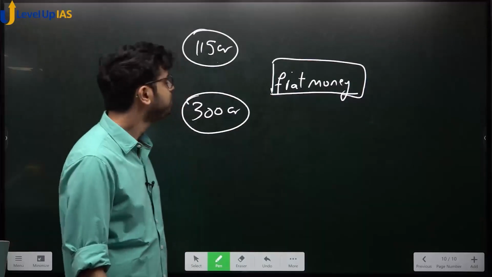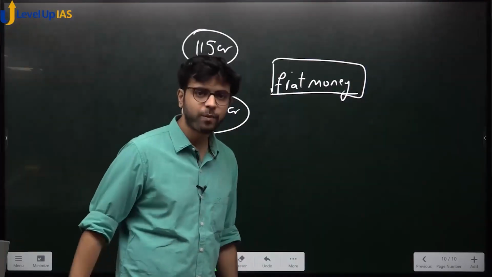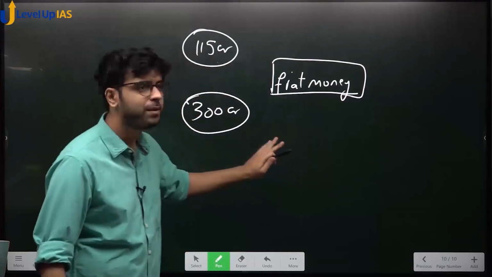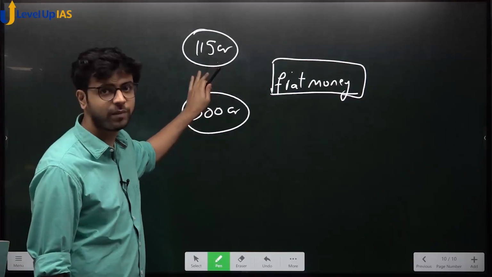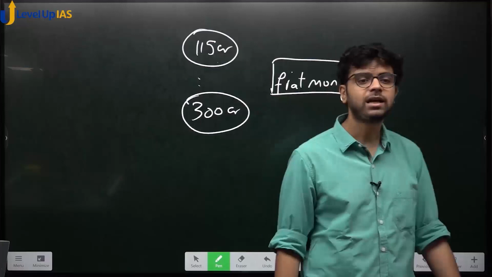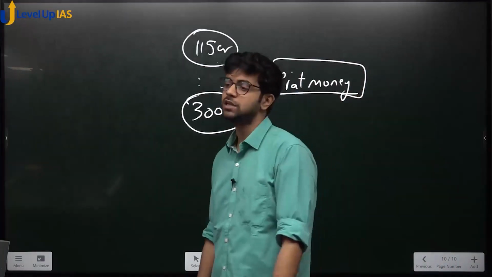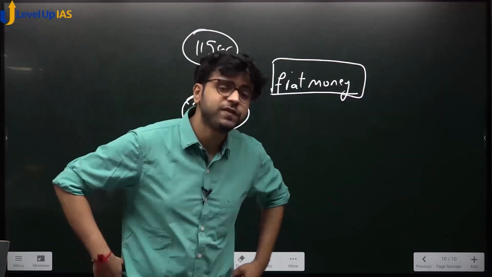Yes or no? So all the currencies in the world, be it US dollar, be it Indian rupees, are now majorly fiat money. Why? Because up to 115 crores, they are reserve backed money. They are reserve money. But more than that, they are known as fiat money. So what is fiat money? That currency which is not backed by reserves. That currency which does not have reserves, which runs on trust.